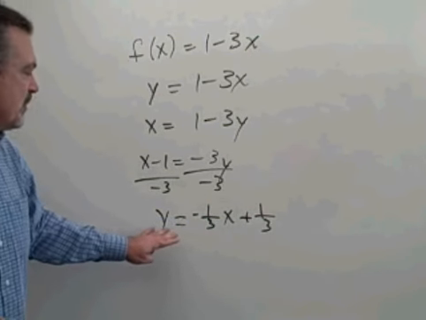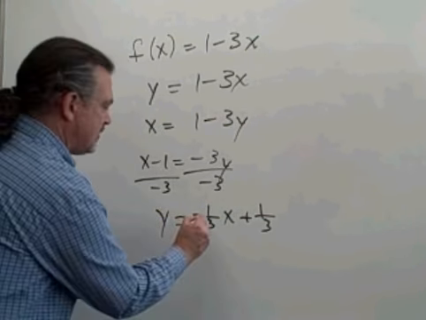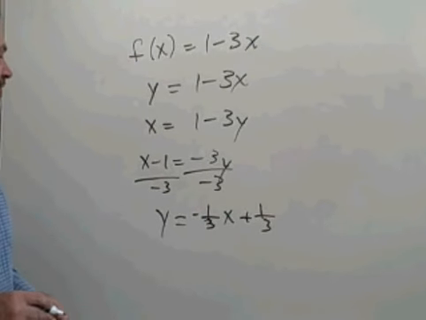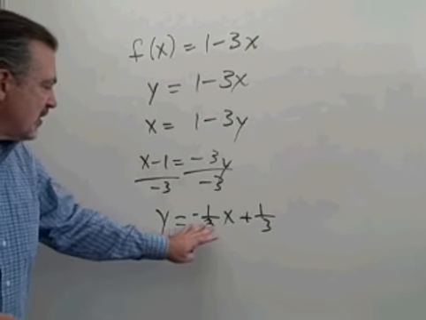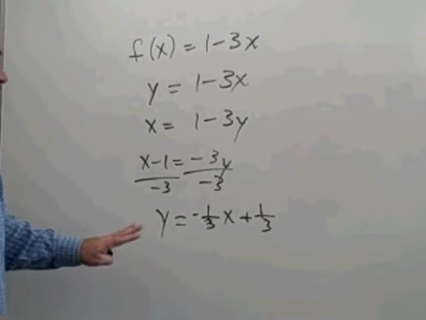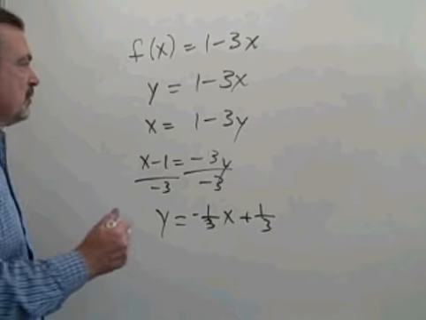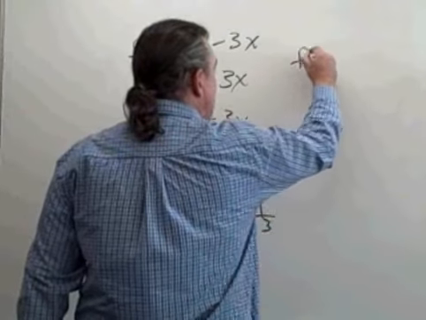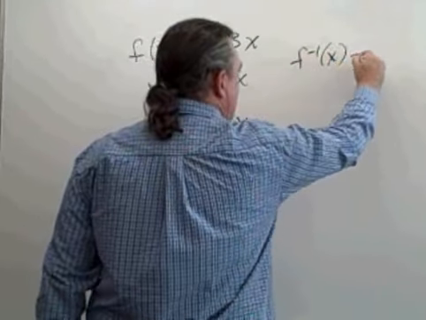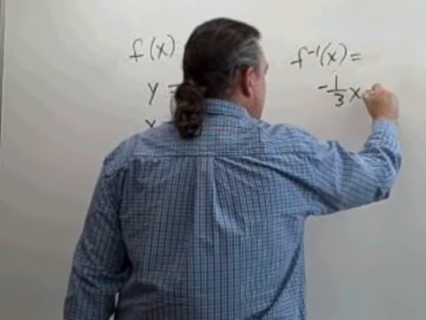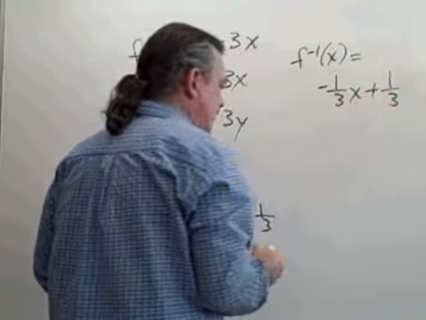So one way to express the inverse of the original function we have here, f of x, is this expression. And using that inverse function notation, we would then write that f inverse of x equals negative 1/3 x plus 1/3.